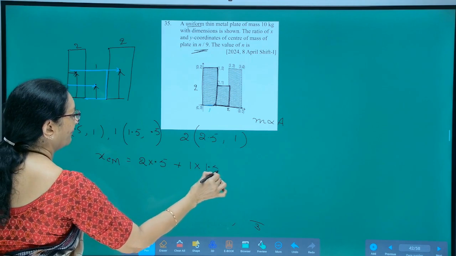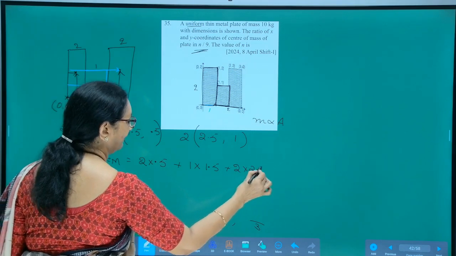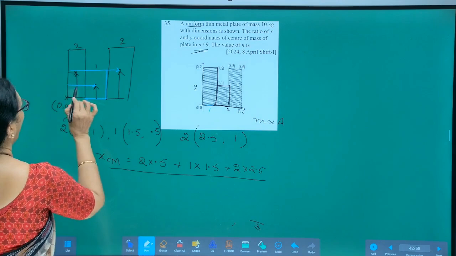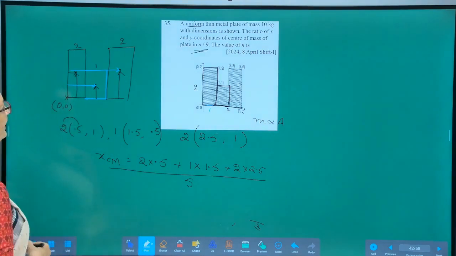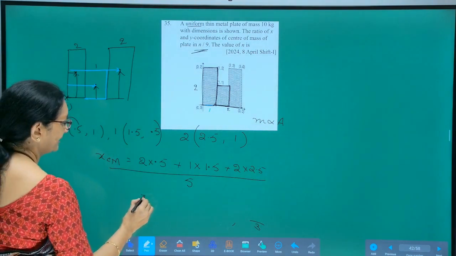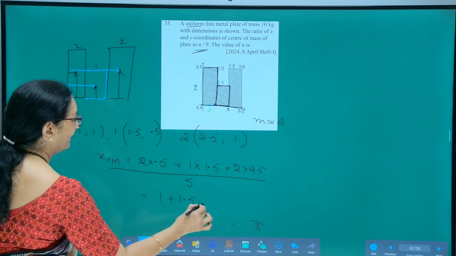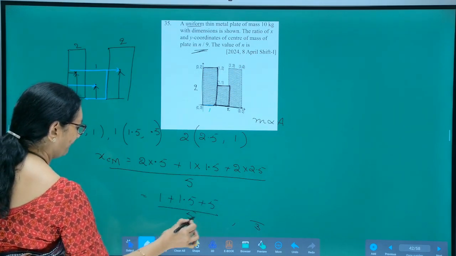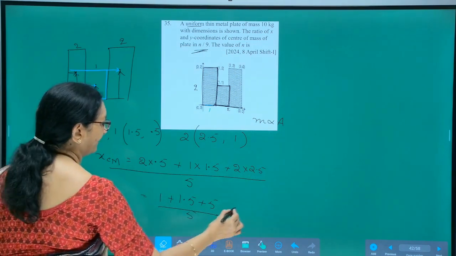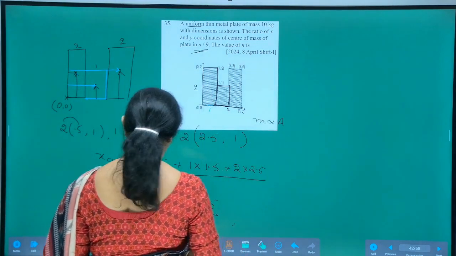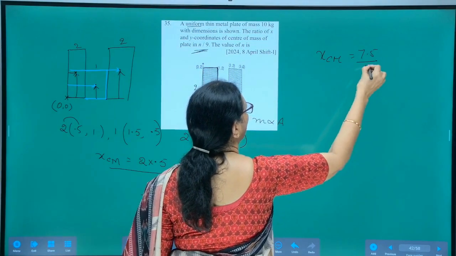So, x coordinate of center of mass is m1 x1, that is 2 into 0.5, plus m2 x2, 1 into 1.5, plus m3 x3, 2 into 2.5, divided by total mass 2 plus 1 plus 2, that is 5. So, this is 2 into 0.5 is 1, plus 1.5, plus 5, divided by 5. So, 7.5 by 5. So that implies x coordinate of center of mass is equal to 7.5 by 5.